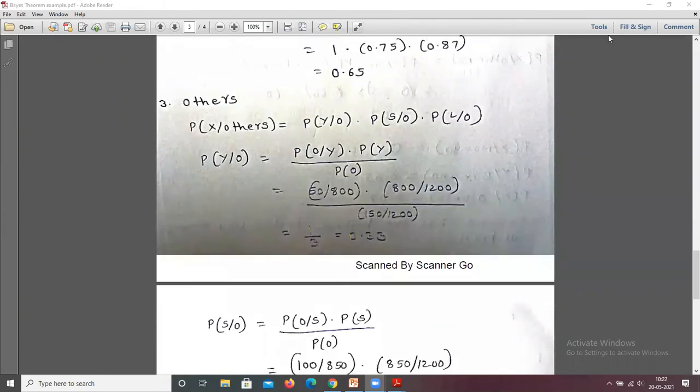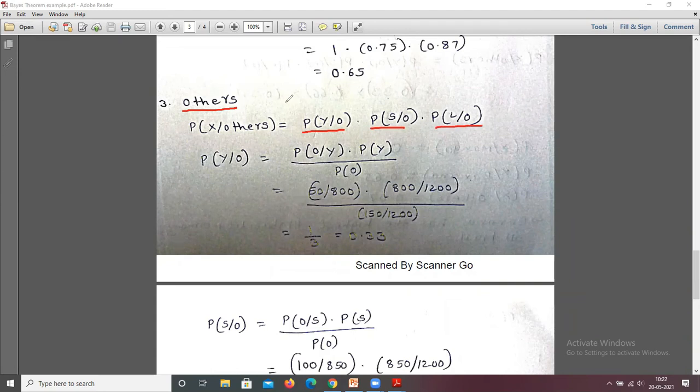And we have another case. The other case is if the X belongs to others. So how can we find this? By using P of Y by O, P of S by O, P of L by O. Again, you are going to perform the same operations.